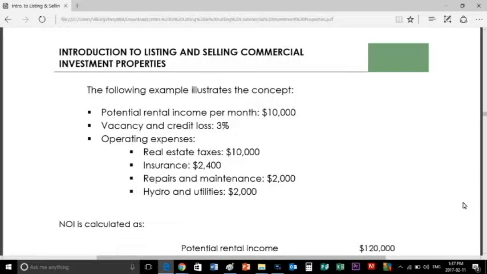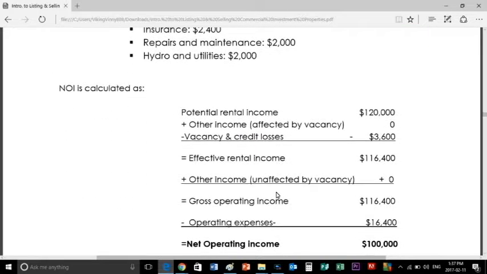The following example illustrates the concept. Potential rental income per month: $10,000. The vacancy and credit loss, 3%. Operating expenses: we have the real estate taxes, $10,000. Insurance, $2,400. Repairs and maintenance, $2,000. And hydro and utilities, $2,000.